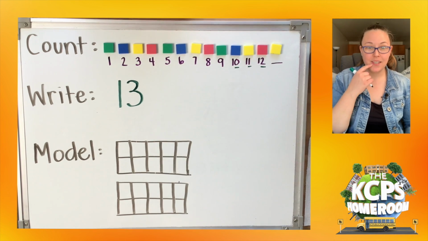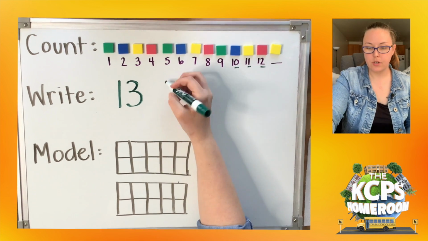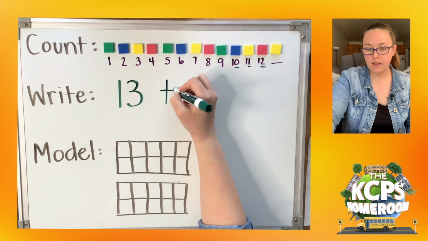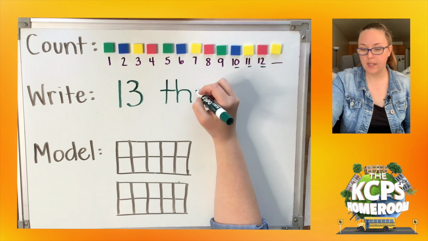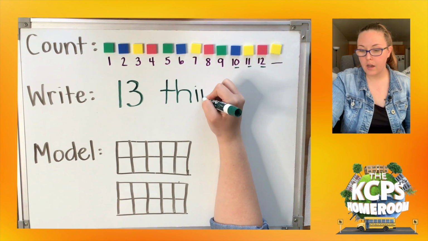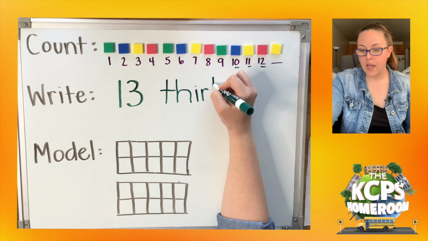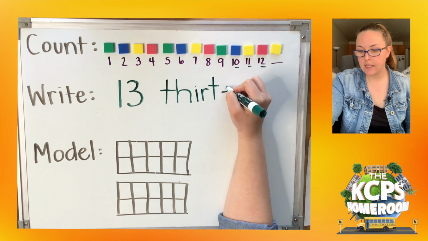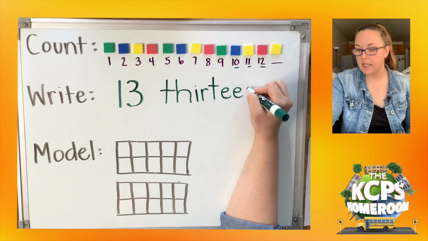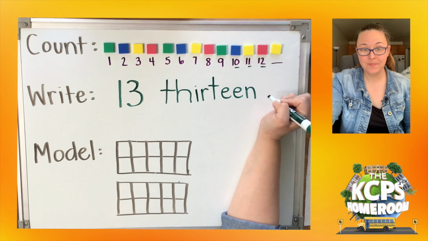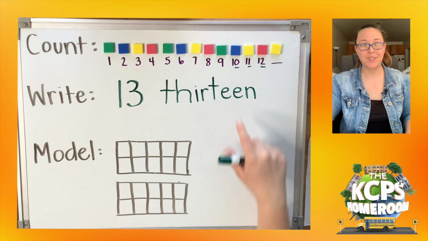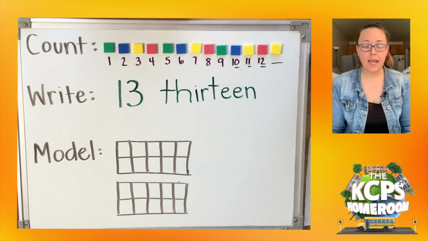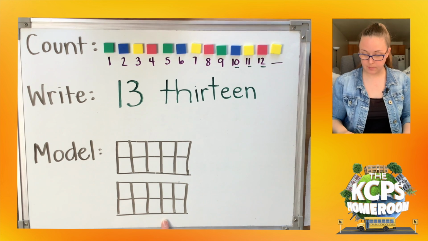Now we're going to write the word 13. Make sure you get your tongue out. 13 starts with a T, H, then an I, R, T, E, E, N. That's how you write the word 13. Good job, friends.